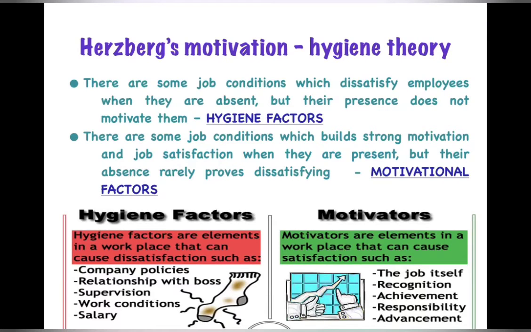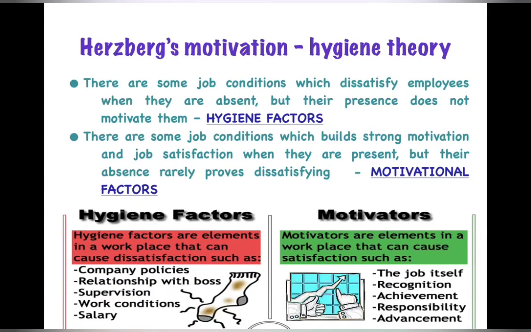In hygiene factors, we could include company policies, relationship with boss, supervision, work conditions, and salary. According to this theory, improving any of the hygiene factors will not make people satisfied with their work. It will only prevent them from being dissatisfied. Then, motivational factors include achievement, recognition, work itself, responsibility, advancement, and growth. According to this theory, when these factors are not present, there is low job satisfaction among workers, and there is a lack of motivation to perform.